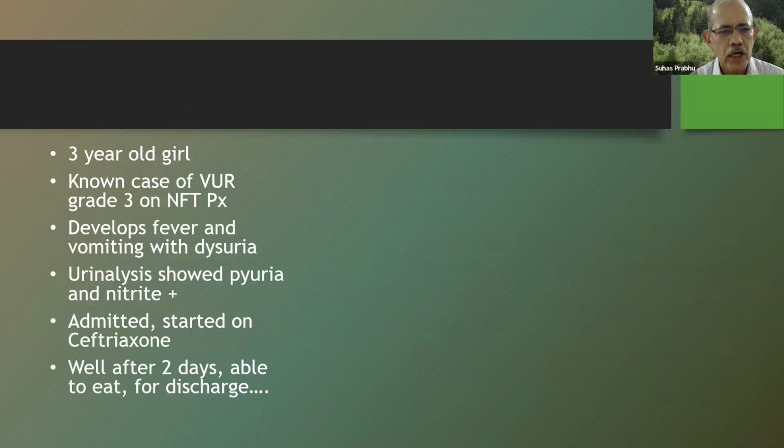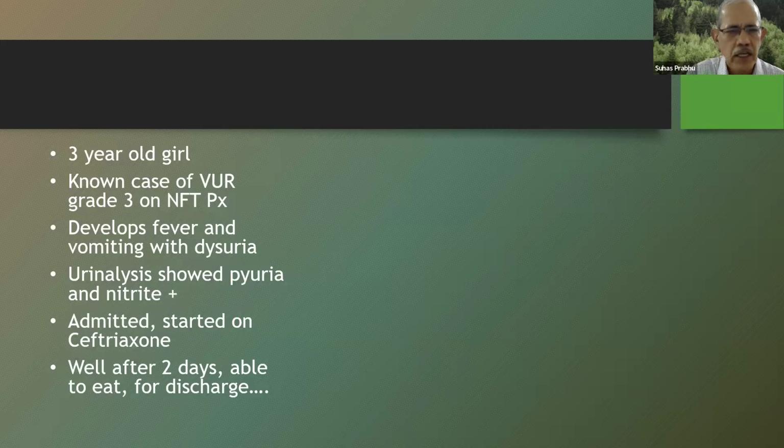Next case, a 3-year-old girl, known case of vesicoureteric reflux. She is grade 3. And she's on nitrofurantoin prophylaxis. She now comes with fever, vomiting, dysuria. You do a urine analysis, it shows pyuria, nitrite positive. And because she's vomiting and not able to tolerate oral drugs, you admit. Start on ceftriaxone. What's your diagnosis before we go to the future part?